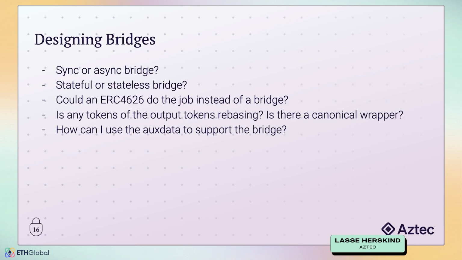If any of the output tokens are rebasing, is there a wrapper already for some of these tokens? So for Lido staked ETH there is one of these canonical wrappers, but for other rebasing tokens such as the Aave tokens, there is not really a canonical wrapper right now, but there's one coming soonish. But you might run into issues where there's no wrapper, so you need to make one. And then you need to think about how you can use the auxiliary data to support the bridge, if it's something that is useful to just pass along instead of having to fetch it from an oracle or whatever.